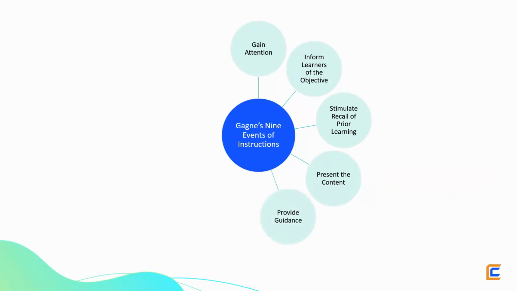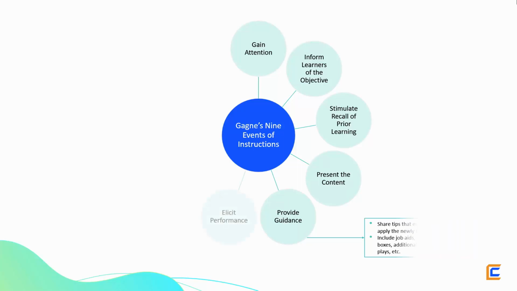The fifth event is providing guidance to the learners in learning new knowledge or skills. You can guide the learners by presenting tips like providing mnemonics to remember information, distributing job aids, or providing additional references intermittently during the course.